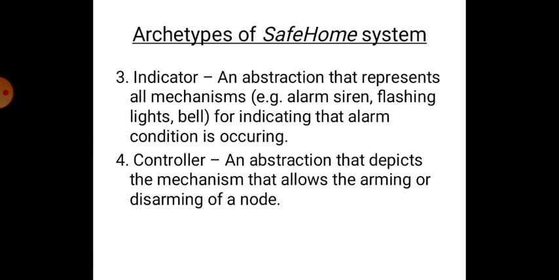Fourth, controller. It is an abstraction that depicts the mechanism that allows arming or disarming of a node. So a controller is a unit which will allow other units to function or stop functioning. Either it will allow them to work or it will stop them from working. So the main job is to control other units.